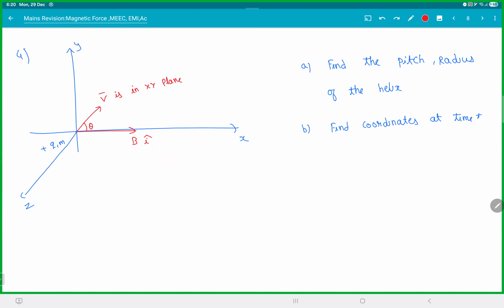Wait, we'll put an electric field also. Then the pitch will not be possible to find actually. Okay, leave it. The pitch will keep changing. You know this, you know how to do helixes.